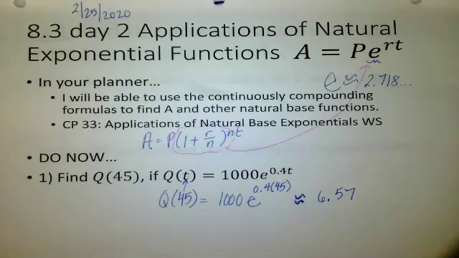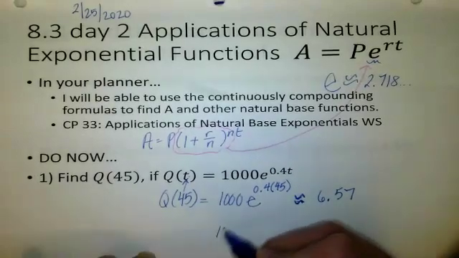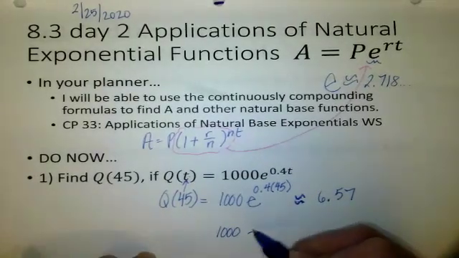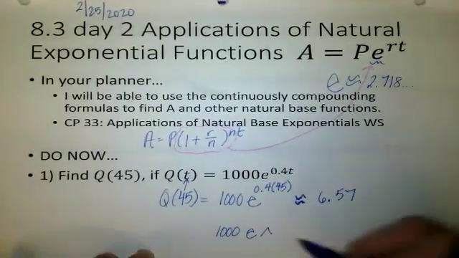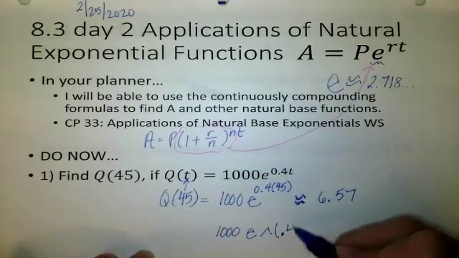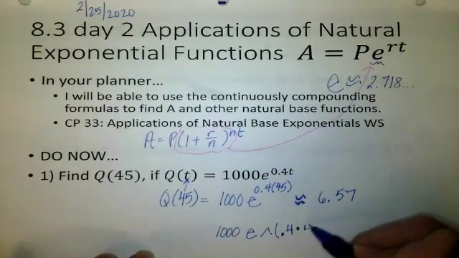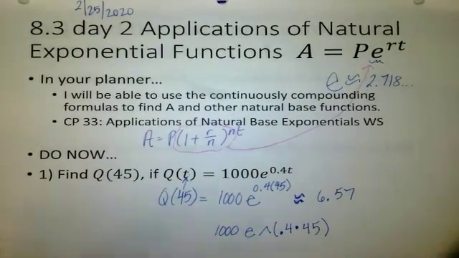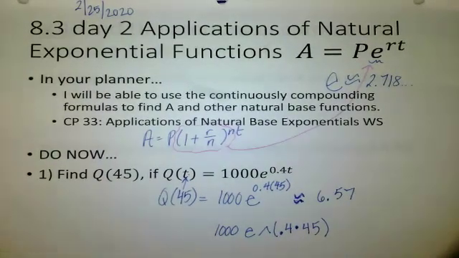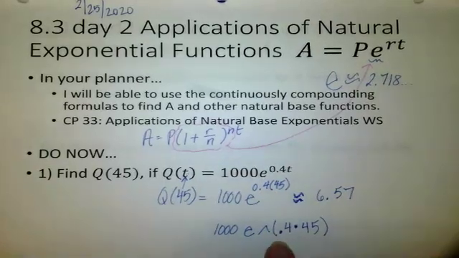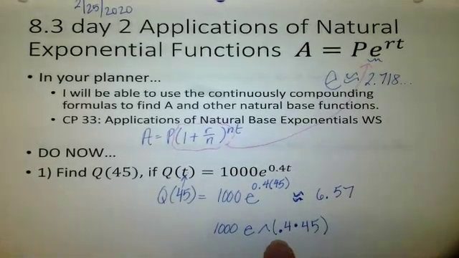Didn't get it, did you? So in your Casio, you should be typing in 1,000 e to the, and then you need 0.4 times 45 in parentheses. You have to tell the Casio that all of those numbers need to be up in the exponent.